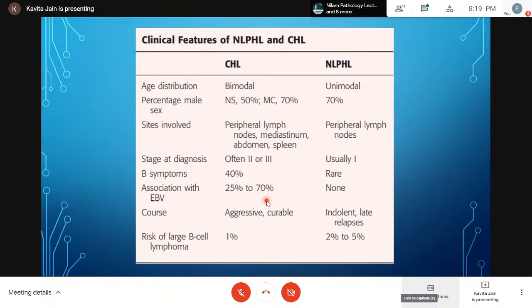Classical Hodgkin's has an association with EBV and NLPHL is not associated. Here again, the EBV would help us to differentiate CHL and NLPHL. And as I told, patients may present up to 5 years after this. Risk of large B-cell lymphoma is 1% in classical Hodgkin's, and here it is higher.